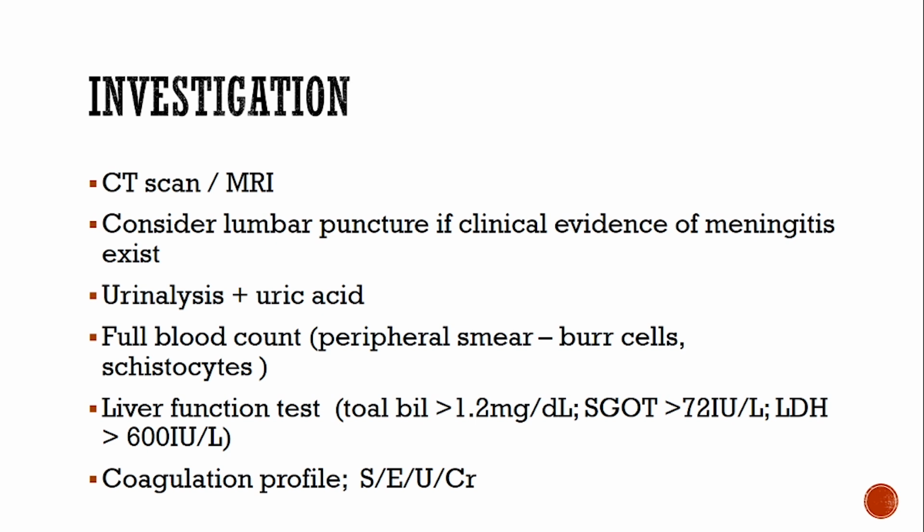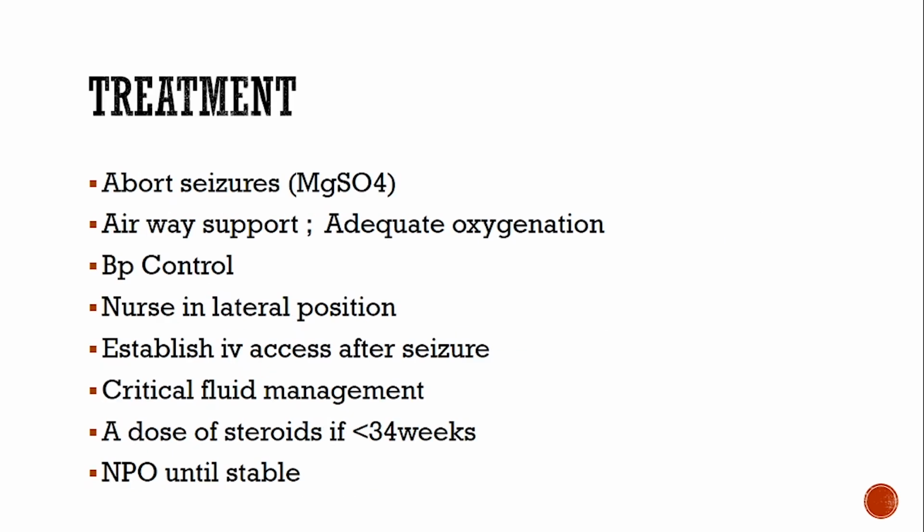And coagulation profile, remember we said international normalized ratio and prothrombin time, all this should be assessed. Then electrolytes, blood urea, and creatinine should also be assessed.